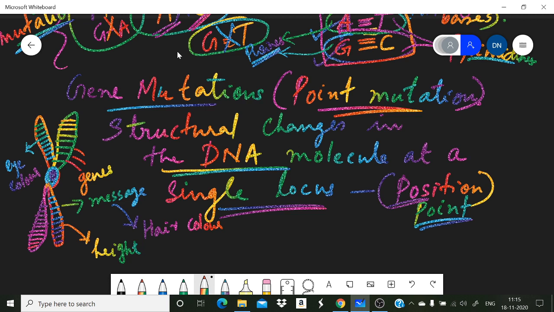So every character, not only in human beings but in every organism, is controlled by different sets of genes present in the chromosome. And suppose any structural change or alteration occurs in any segment of these genes or of the chromosome, that may lead to mutation. If it occurs in a single base pair of a gene, at a single point, it is known as point mutation.